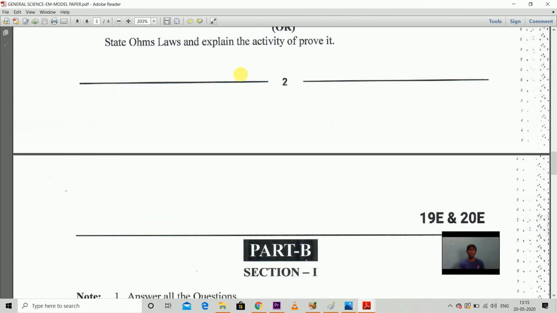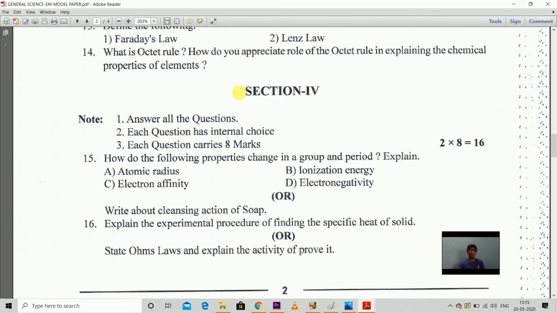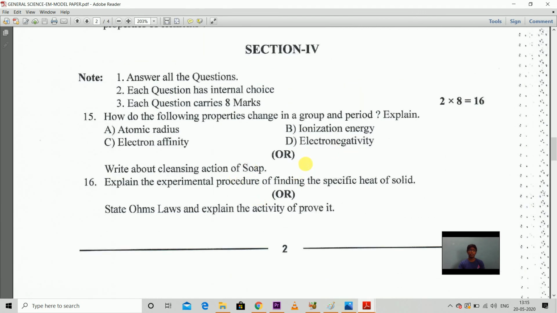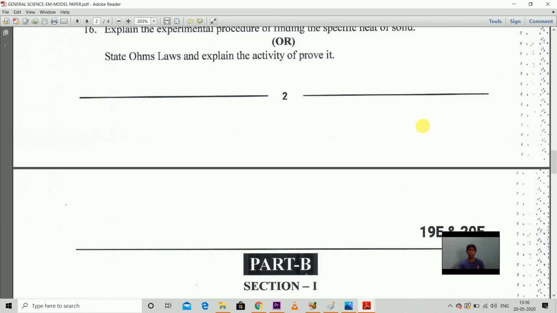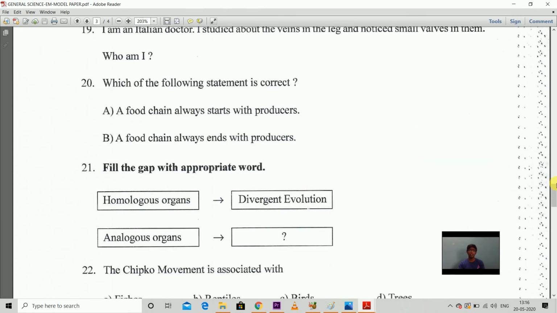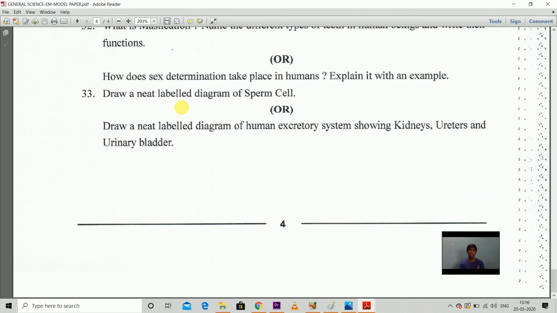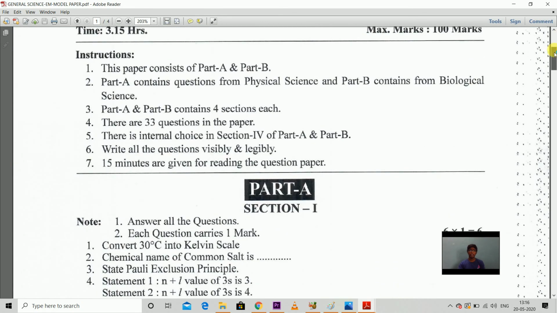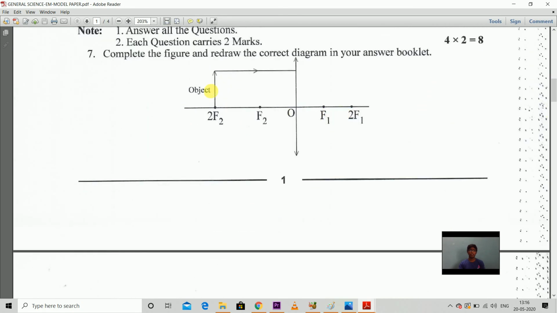In this paper diagrams are not given, but in this activity you have a diagram, so don't think that you will not get diagrams in physical science. If you observe in biological science, diagrams are given. We cannot say that we will not get any diagram in physical science, but there is a chance. One diagram is given for 2 marks here: complete the diagram.